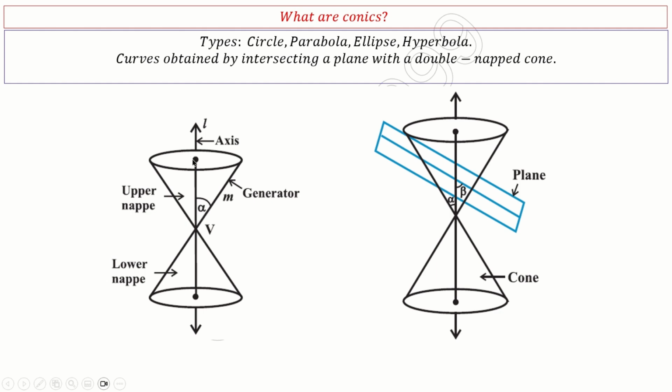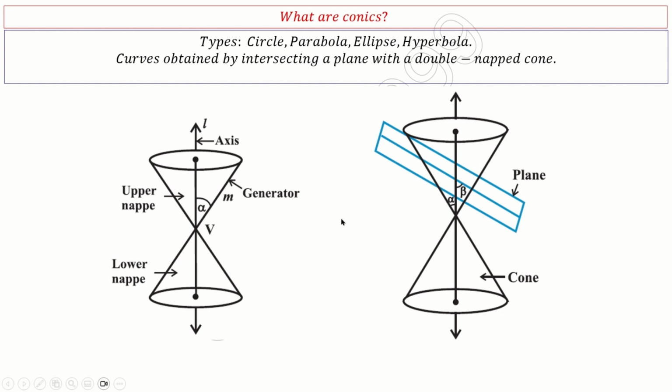Then you have an angle. The side line makes an angle of alpha with the axis. The upper one is called the upper nap and the lower one the lower nap, and this line is called the generator. The slope of this line is m. These are the basic pieces of information.